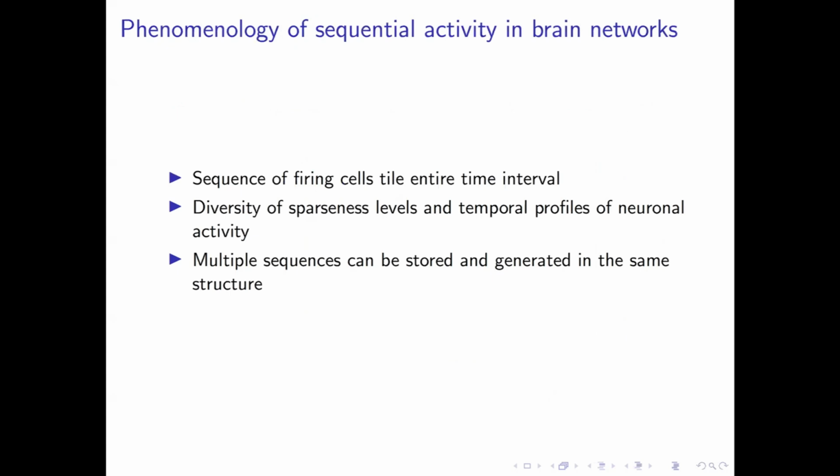All right, so these are just two examples, but there are many others. In all these areas, you can see that we have sequences of firing cells that tile the entire time interval. That doesn't mean that cells fire at just a given time point. Some cells can fire for a big part of the temporal interval or can have multiple time fields. This really depends on the area and the behavior. You have this strong diversity of sparseness levels and temporal profiles of neuronal activity.